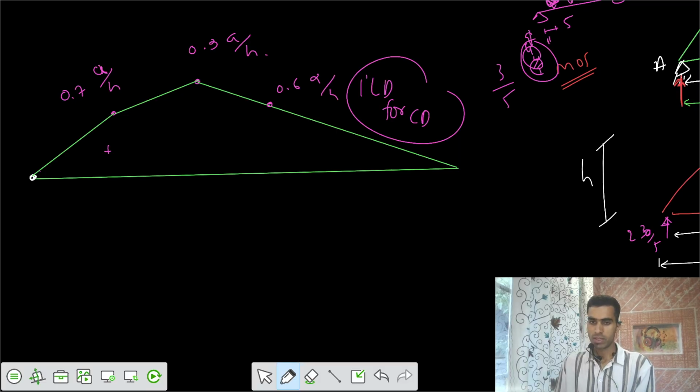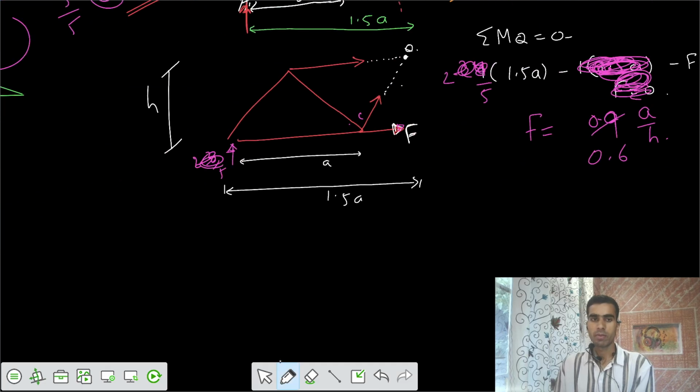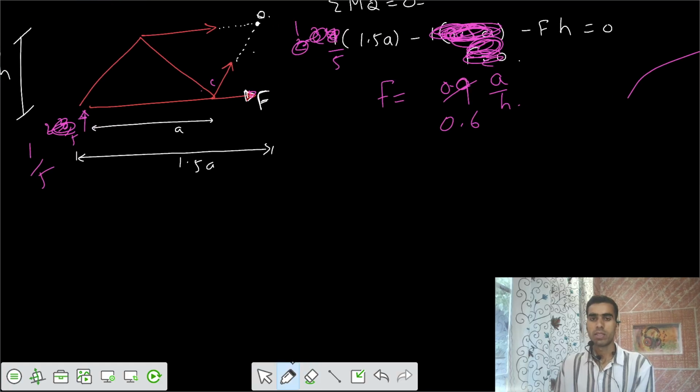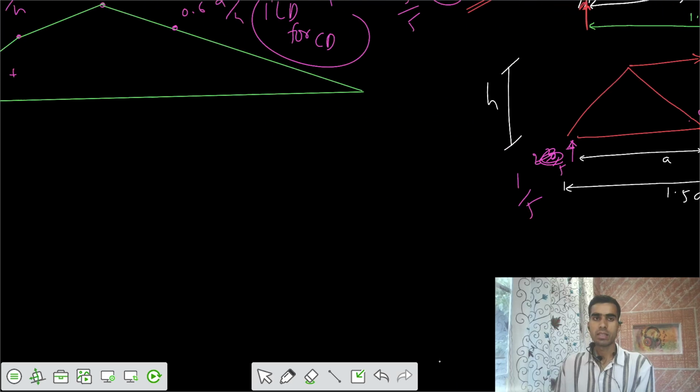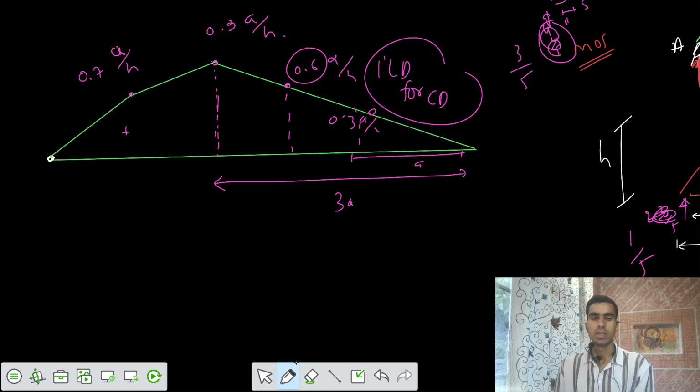After that, there's one more point we can take. If the load was placed here, the reaction developed would be 1 by 5th. And accordingly I would get 1 by 5 times 1.5, that's 0.3. So 0.3 a by h. By symmetry, this would also be 0.3 a by h. We can also solve that directly: if the ordinate here is 0.9 for the length of 3a, then for 2a this would be 0.6, and for a this would be 0.3.